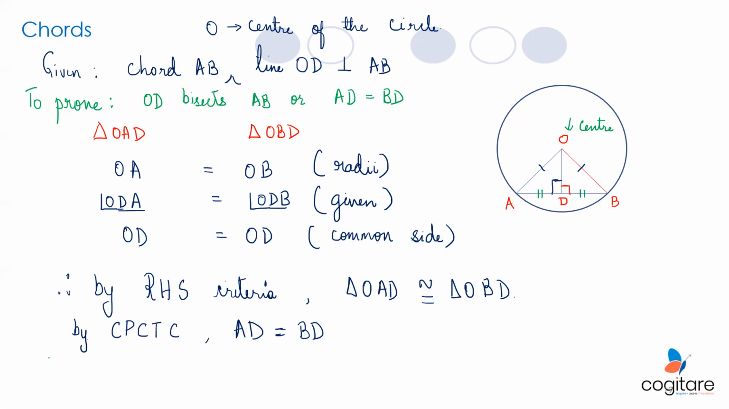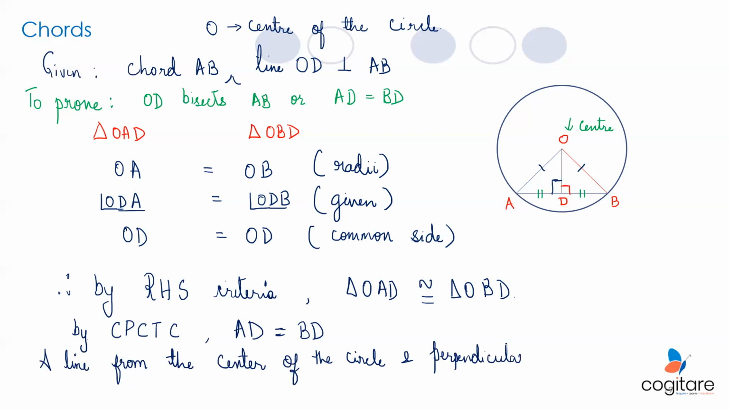So let me write the theorem below here in blue, okay? A line from the center of the circle and perpendicular to the chord. I'm just making some adjustments here because I've run out of space. Perpendicular to the chord, bisects the chord.